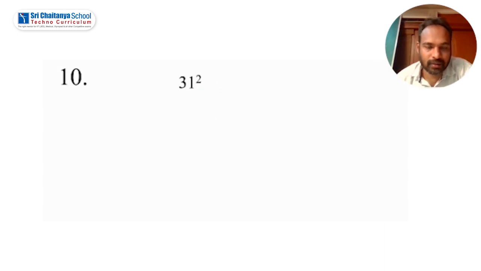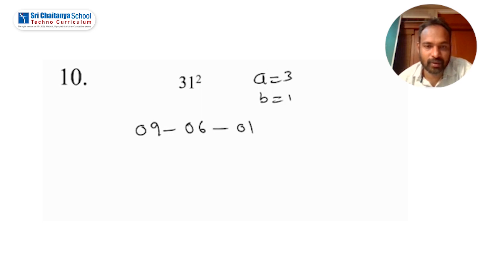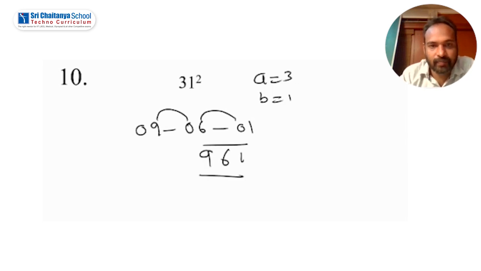Now in this, what's the value of A here? 3. What's the value of B here? 1. So what's the first step? A square 09. Next 2AB, 2 into 3, 6, 6 into 1, 6. So 06. 1 square, which is 01. So 1. This 0 will get carried forward. 0 plus 6, 6. And this 0 will get carried forward, which will become 9. So 961 is our answer.